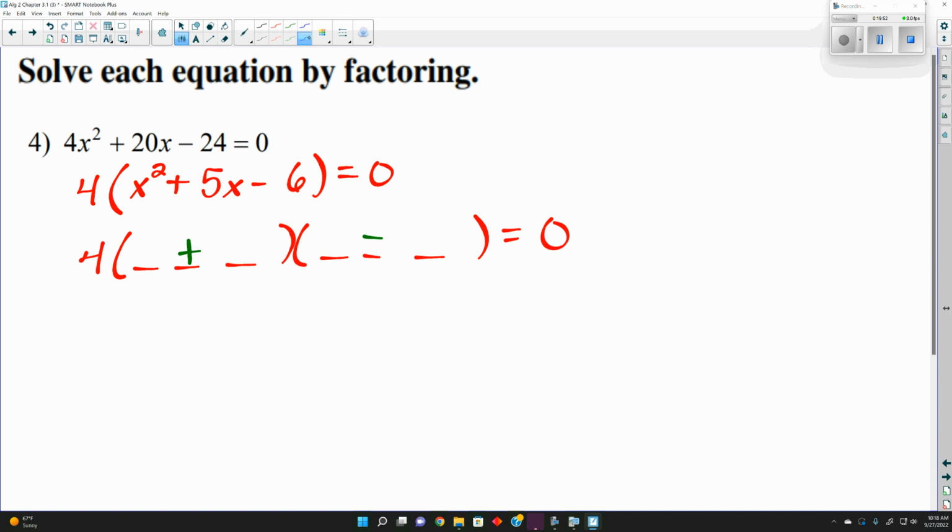Now the factors of x squared are x and x. Now the factors of 6 are, or which one do we want to try first? 1 and 6. Which one do we want the 6 to be?